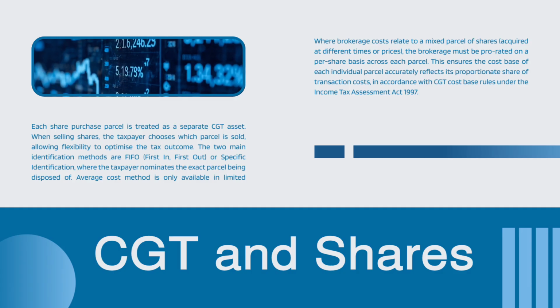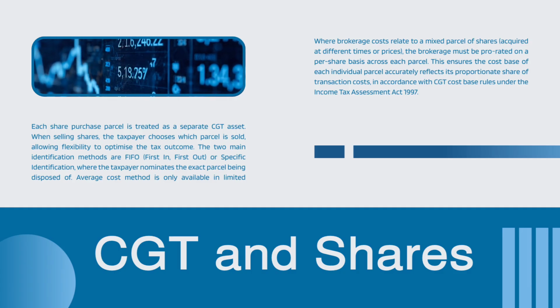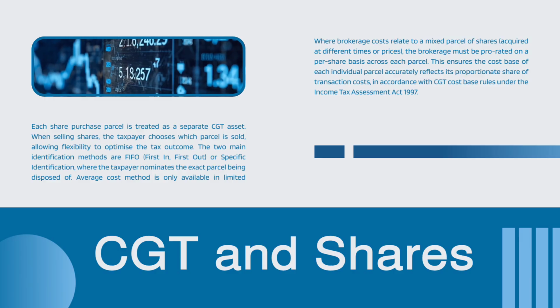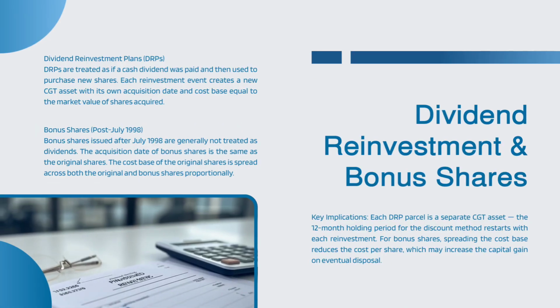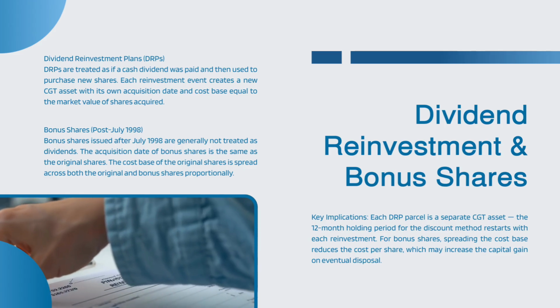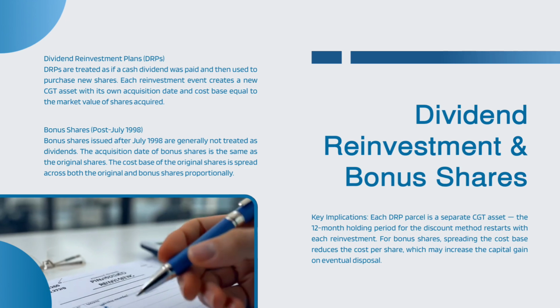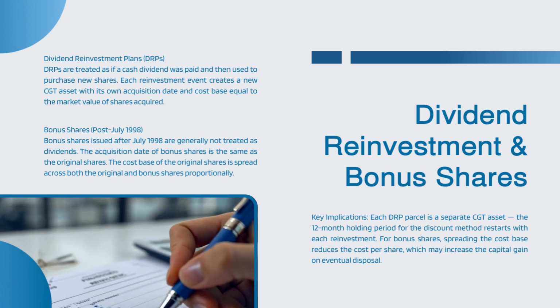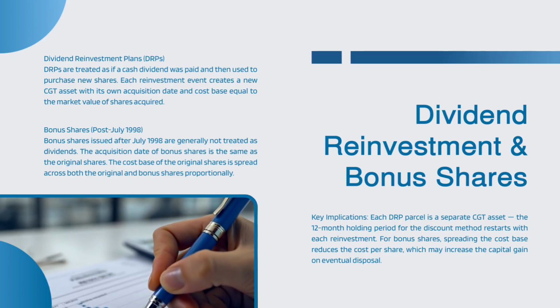If a client sells multiple parcels at once, the sale brokerage fee must be proportionally divided across the different parcels based on the number of shares. Dividend reinvestment plans are very common. For tax, it's treated exactly as if the client got the cash and bought new shares. This means the dividend is ordinary income in that year, and a new CGT asset is created with a new acquisition date. Bonus shares, however, operate differently.